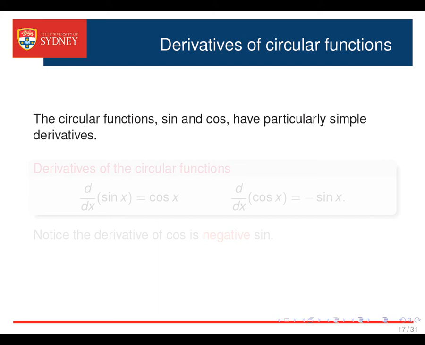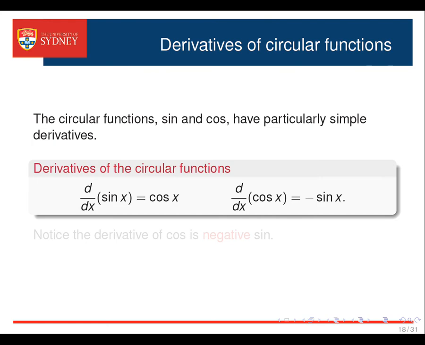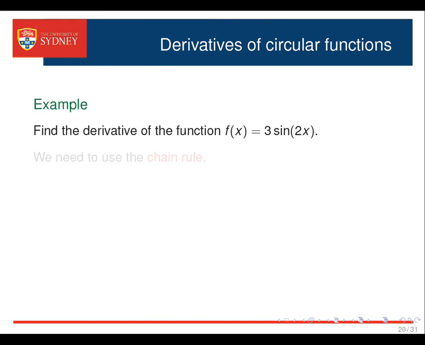Now let's talk about differentiating circular functions. Sine and cos are particularly easy to differentiate. The derivative of sine is just cos, and the derivative of cos is negative sine. It's important to remember the minus sign we introduced when we differentiate cos.